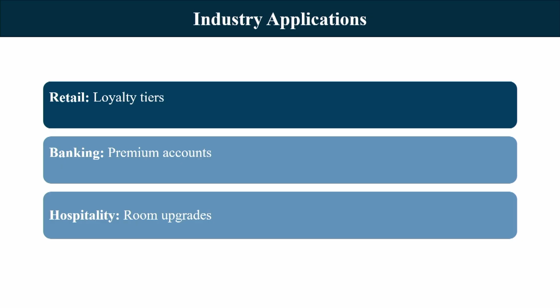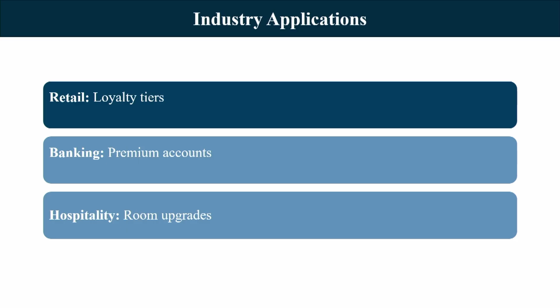Now, let us have a look at the industry applications of the ABC framework. It can be applied to the retail industry, the banking industry, and the hospitality industry. So, what happens in the retail industry? The loyalty tiers. What do we do with this top 20% of our customers? If we talk about a company like Amazon, we extend the Prime facility to the A category customers.